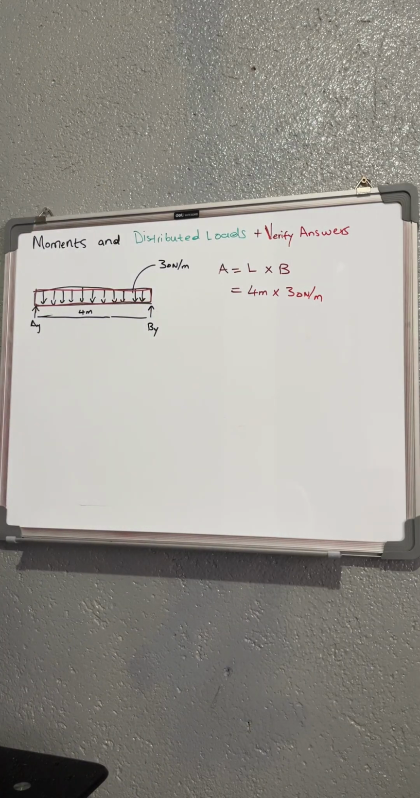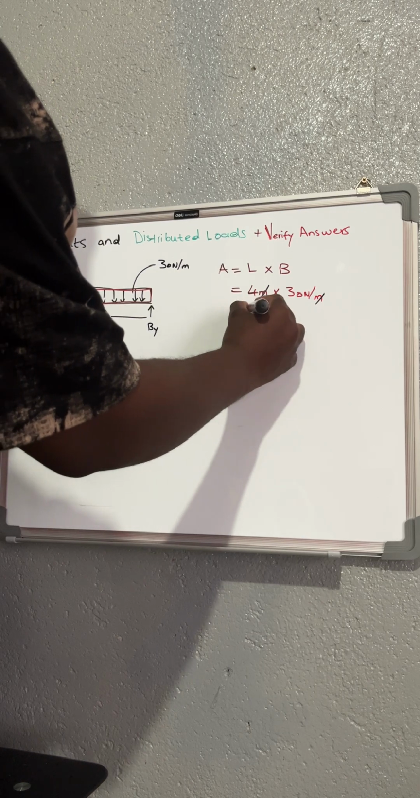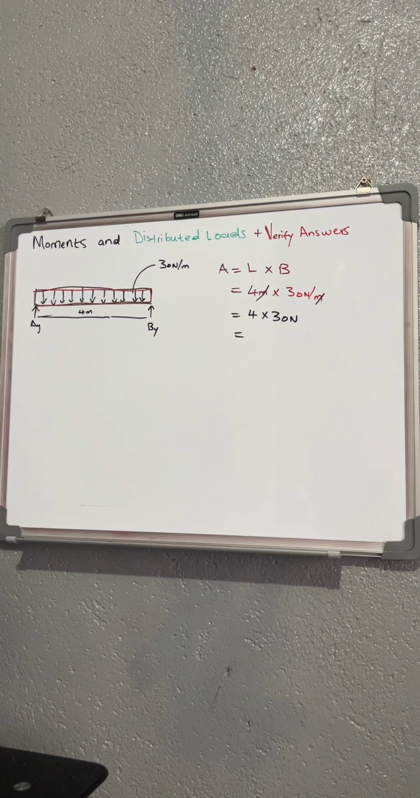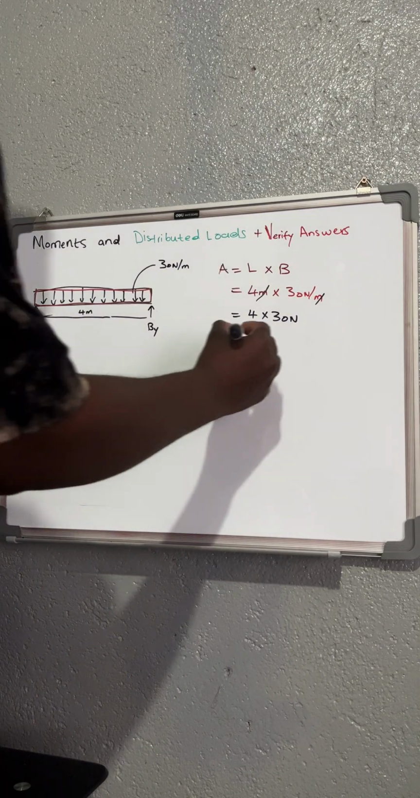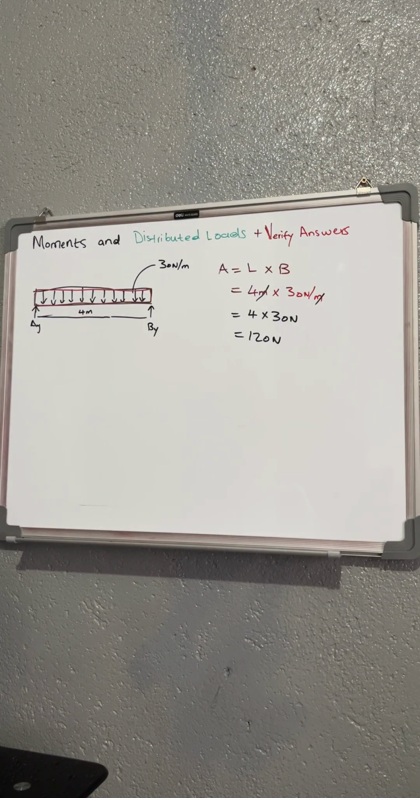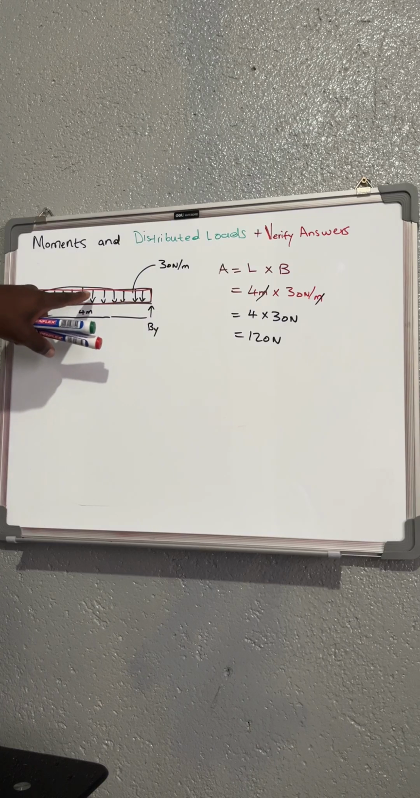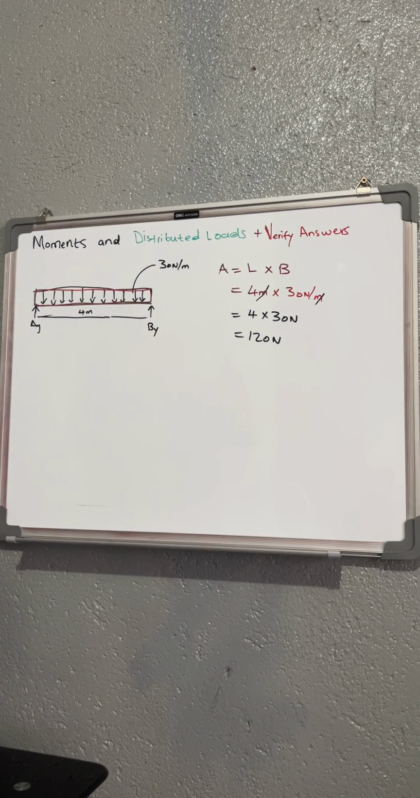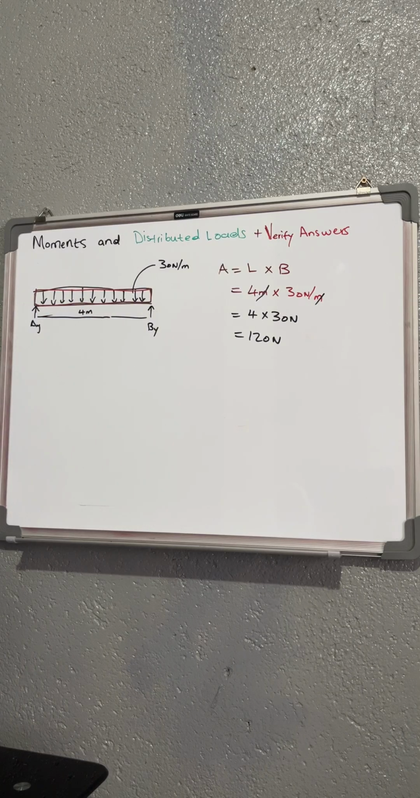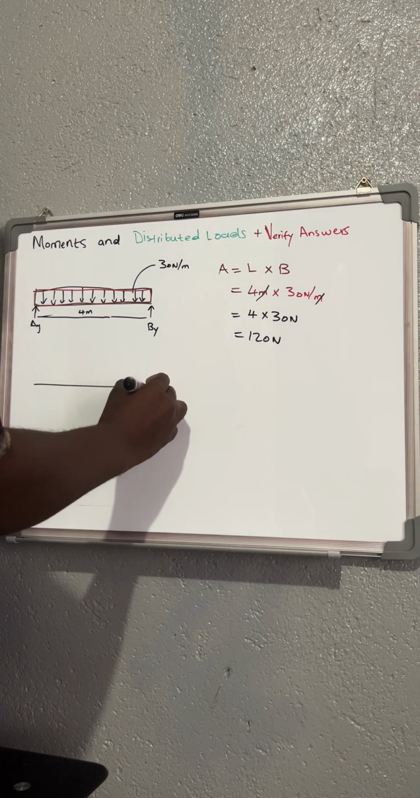Then you will see, what do you have? This meter cancels this meter. Then you're only left with your 4 multiplied by your 30 Newton, and this gives you how much? This is going to give you your 120 Newton. Now this 120 Newton is the load acting here. But for a shape that looks like this, we are going to put it exactly at the center, meaning our new free body diagram is going to look like this.